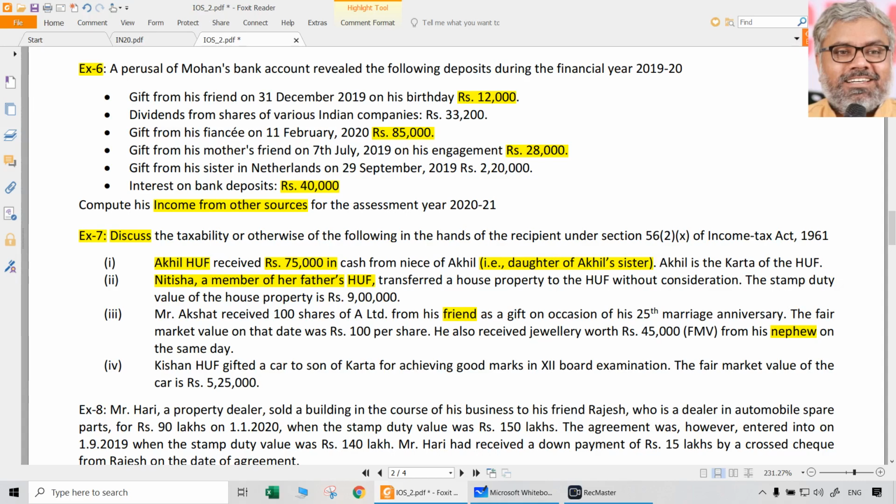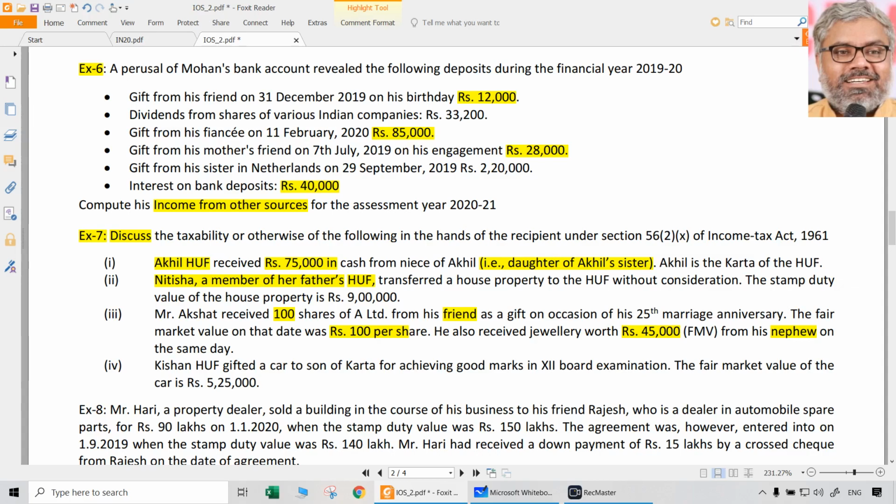Simply as far as the Income Tax Act is concerned, nephew is not, and nephew not means niece also. Nephew and niece are not relatives. That means this 45,000 also is taxable. This is also a movable property, and 10,000 rupees worth of shares are also received, because 100 shares of 100 rupees each means 10,000 rupees. Total movable property received during the previous year was 45 plus 10,000, 55,000.